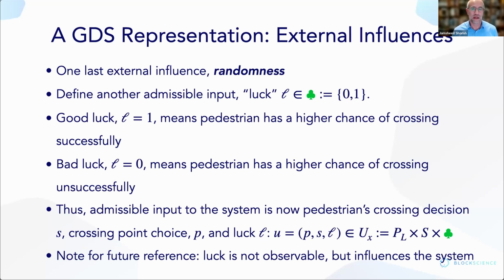That randomness we're going to encapsulate in luck. We're going to call the set of things that you can choose that are lucky or unlucky a shamrock. And it also happens to be 0 or 1. It's just to separate it out from the decision space S. Good luck, L equals 1, means a pedestrian has a higher chance of crossing the street successfully, conditional upon deciding whether or not to cross. Bad luck, L equals 0, means a pedestrian has a higher chance of crossing unsuccessfully. And so now we've expanded, notice, what is being interfaced into the system. What is coming into the system is now where you cross, whether you cross, and then this element of luck. And so the admissible input to the system is now being drawn from this product space of feasibility, S, and shamrock. And you have a vector that is inserted into the system.